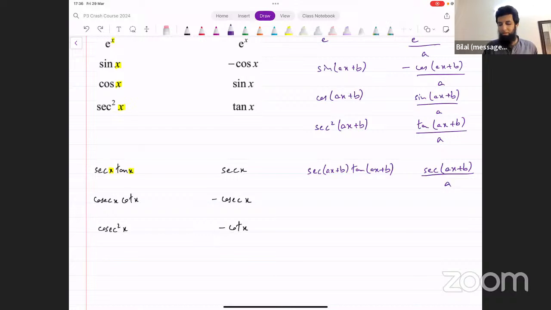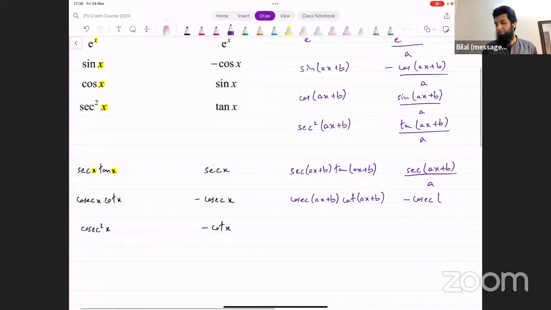Okay. Similarly here, if we have cosecant of some linear expression into cot of that same linear expression, they have to be the same. They can't be different. So this and this, they have to be the same. That's important. That is going to become minus cosecant of ax plus b.